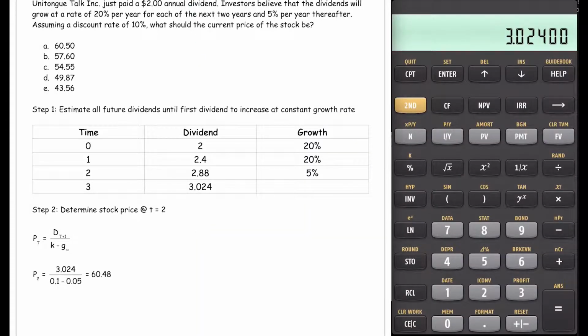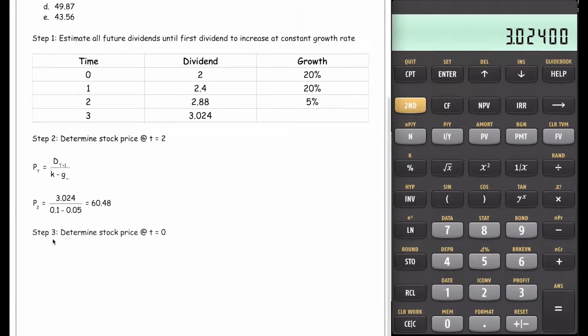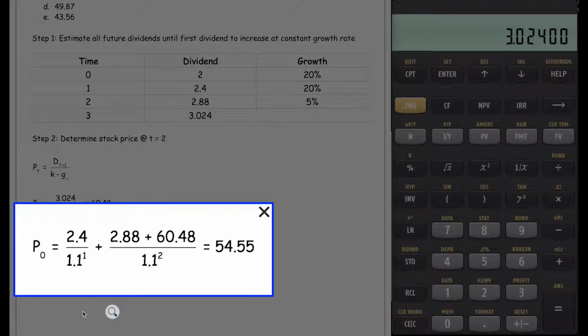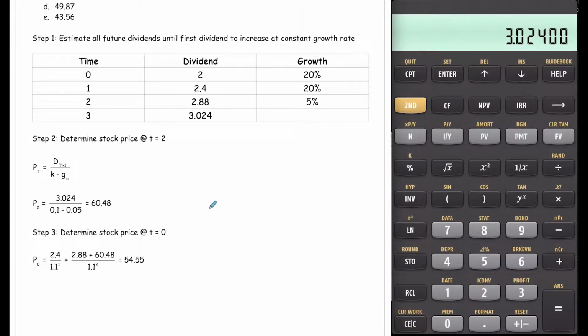The next step is to figure out the value of the future dividends along with this terminal stock price at time 0. In order to do that, we're simply going to discount each future dividend at the discount rate of 10%. And if we work that out mathematically, we should end up with an answer of 54.55. Obviously, on our finance calculators, we can do that calculation by using the cash flow feature. So once you've estimated the future dividends and obtained the terminal stock price, we can simply use the cash flow feature to value these cash flows.